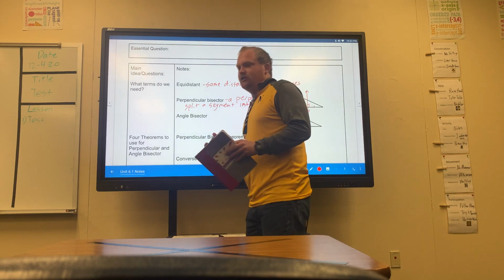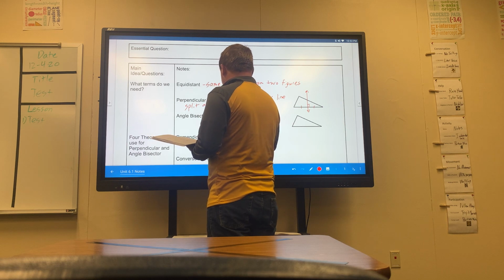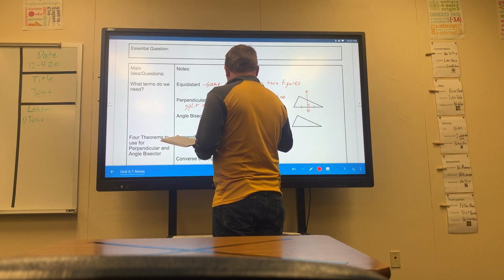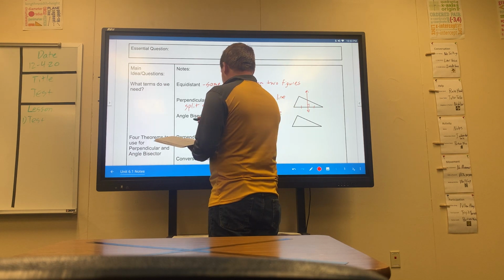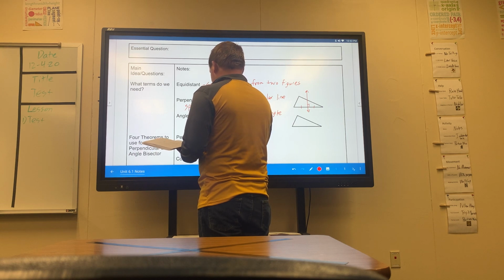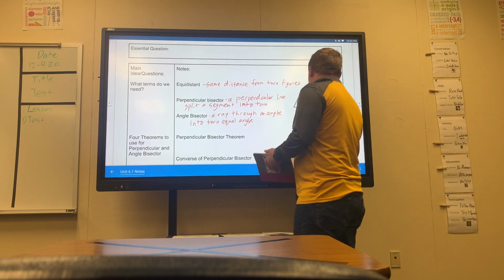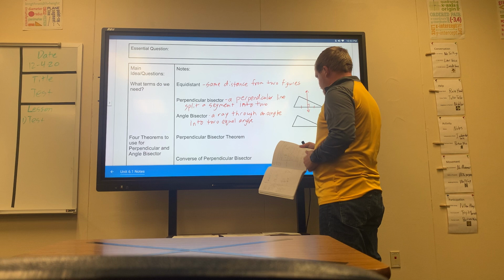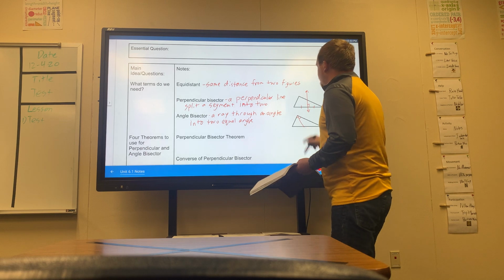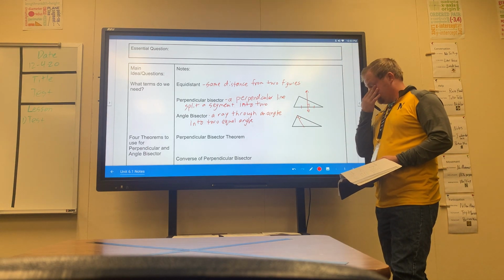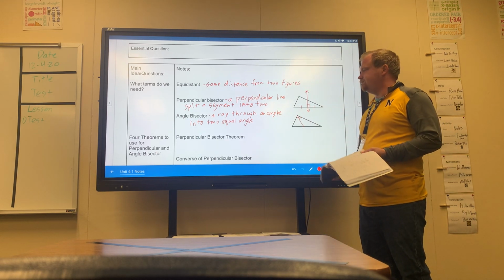Now, angle bisector is a little bit different. This time it is a ray through an angle into two equal angles. So this time, if I have an angle bisector right here, those two angles are going to be congruent to each other. Okay? So I have two congruent angles that gives me an angle bisector.